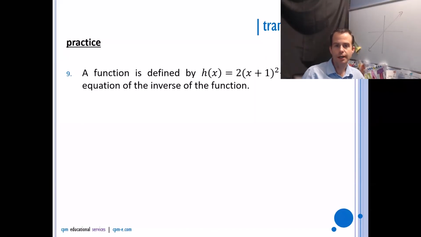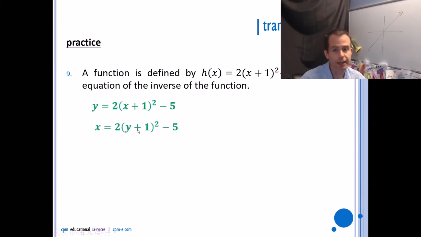So question 9 says a function is defined by h of x equals 2 bracket x plus 1 all squared minus 5. State the equation of the inverse of the function. Now, when we deal with inverses, we're going to change that h of x to y, and we're just going to switch where x and y are. So y will become x and x will become y. Okay, so I switched my h of x to y, and now I'm going to switch my x and y.